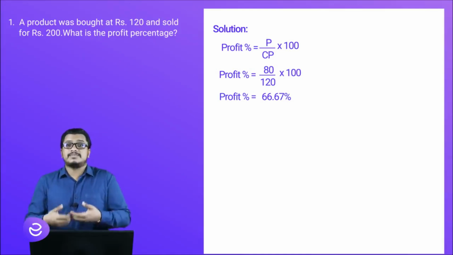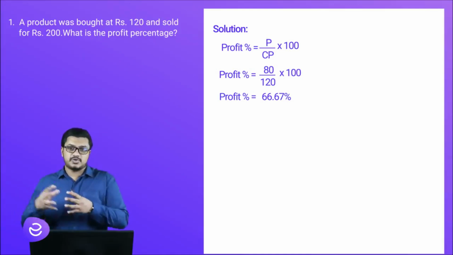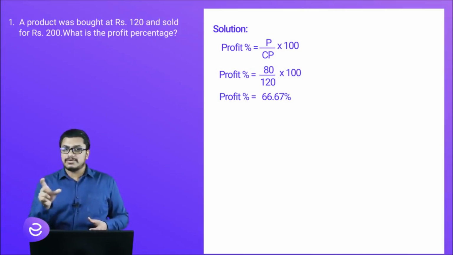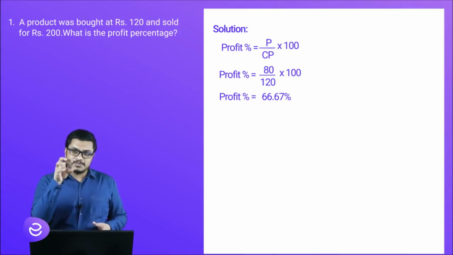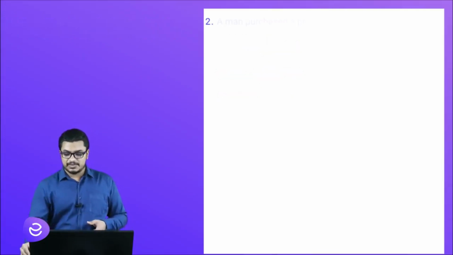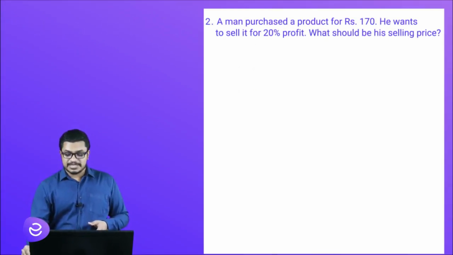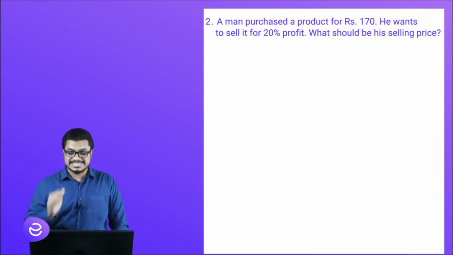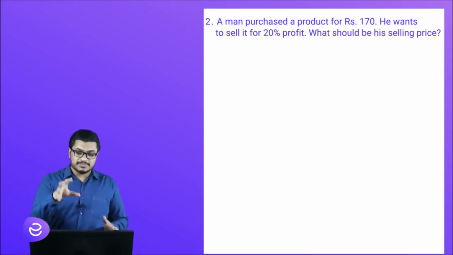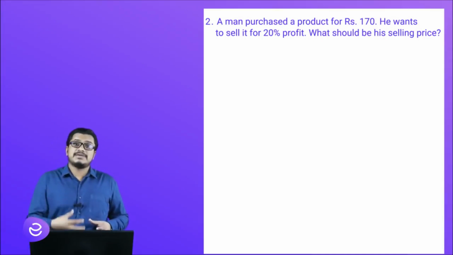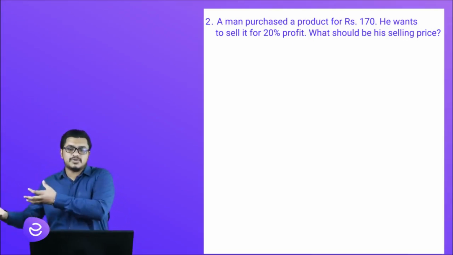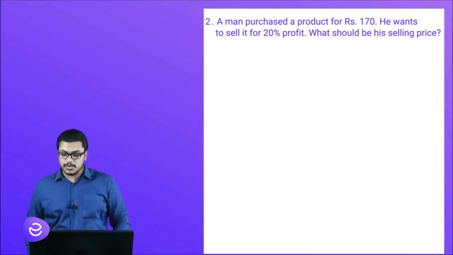So if a person buys a product for 120 and sells it for 200 rupees, he has a profit percentage of 66.67%, not the amount. Second question: a man purchased a product for 170 rupees. He wants to sell it for 20% profit. So what should be the selling price? Here the cost price is given and the profit percentage is given. For what amount should he sell to get a profit of 20%?